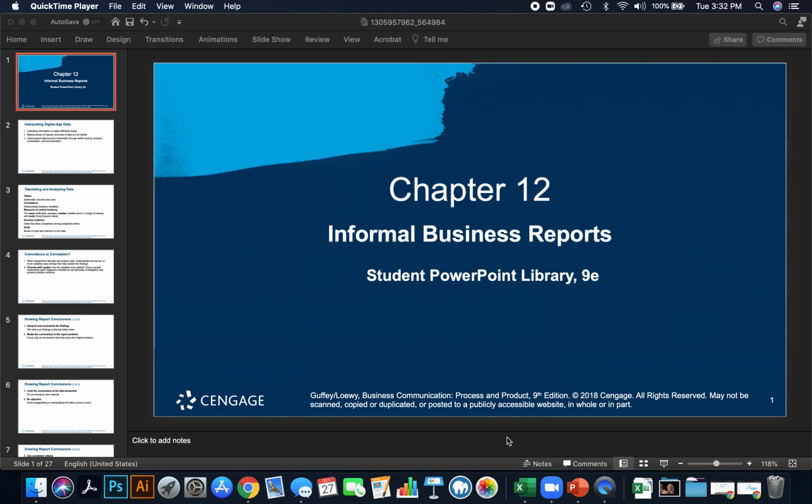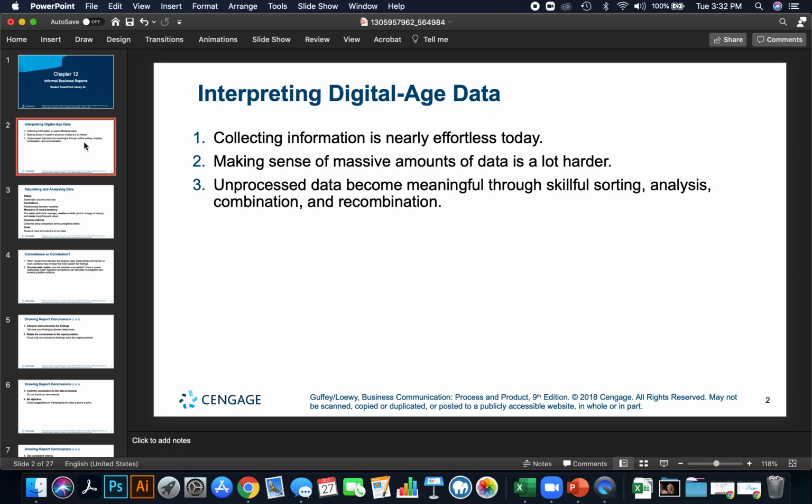Chapter 12, we talk about informal business reports. So, interpreting digital age data. In today's day and age, collecting information is pretty much effortless. With programs and different analytical items, getting data is actually pretty easy. We have computers and we can scan the world for data. However, making sense of that data is a lot harder. Unprocessed data become meaningful through skillful sorting, analysis, combination, and recombination.